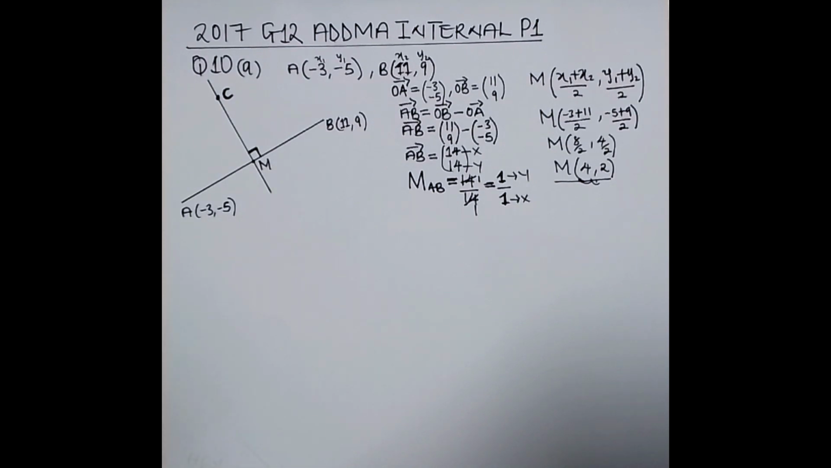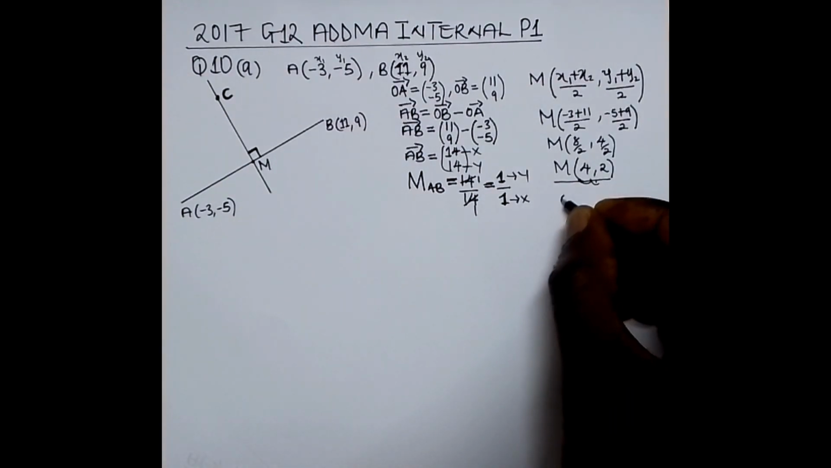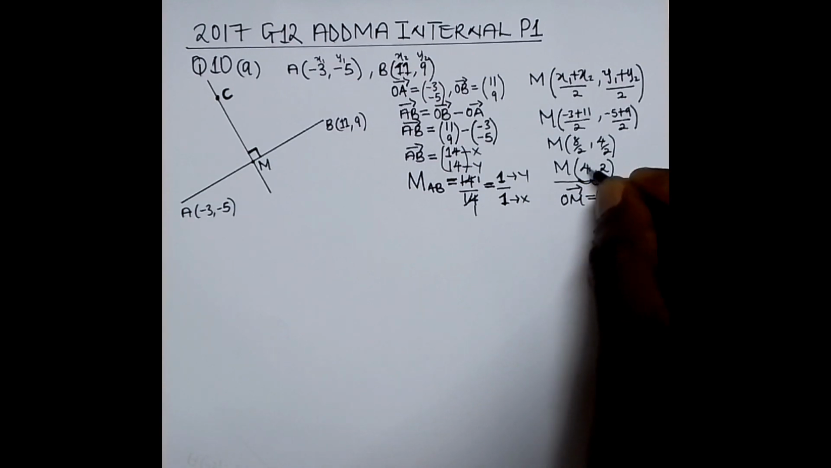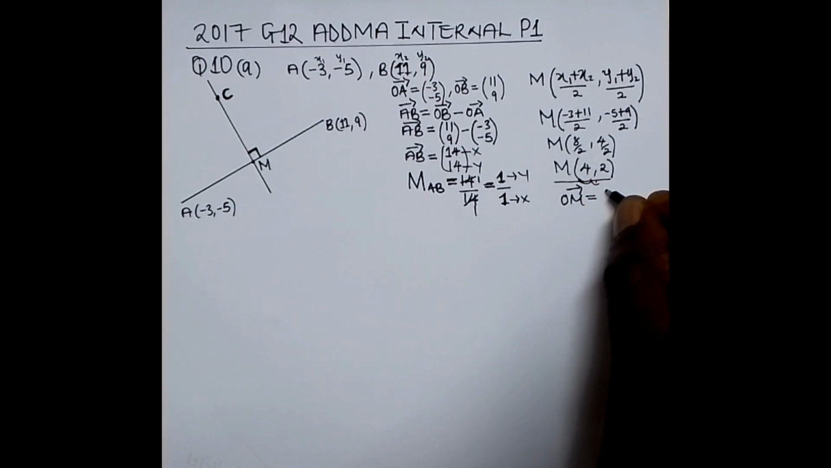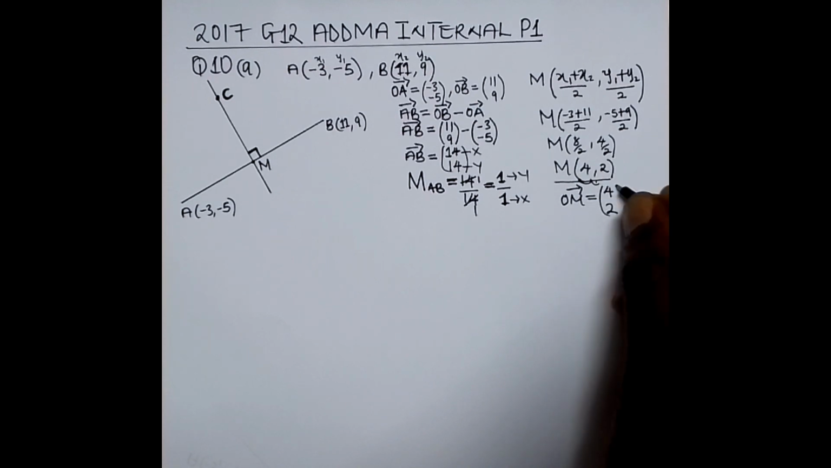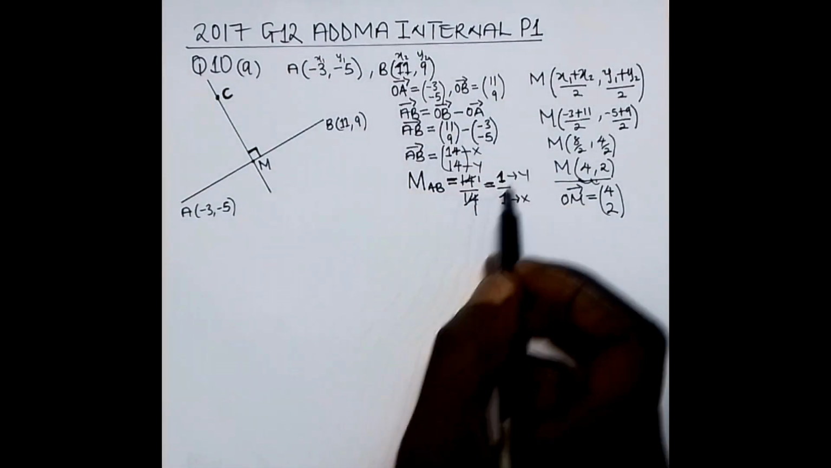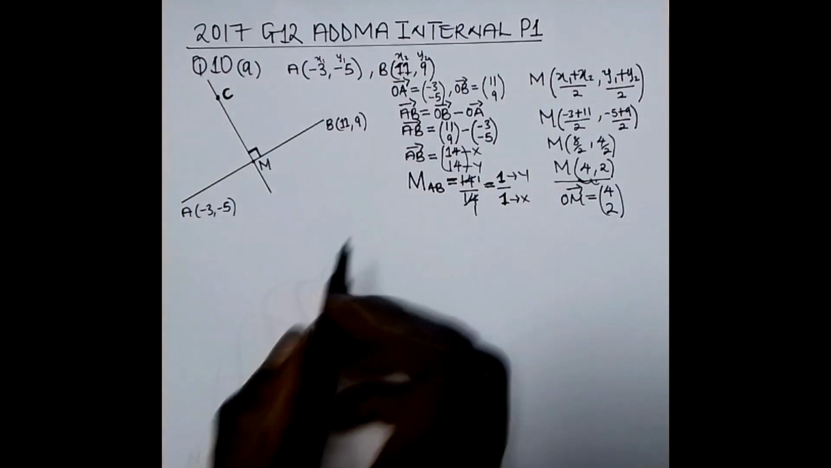Expressing M as a vector, O to M is equal to, you start with a value of x, which is 4, and then value of y. So meaning that as a column vector, OM is going to be 4, 2. Then now, the relationship that is there, let's get back to the situation of gradient.